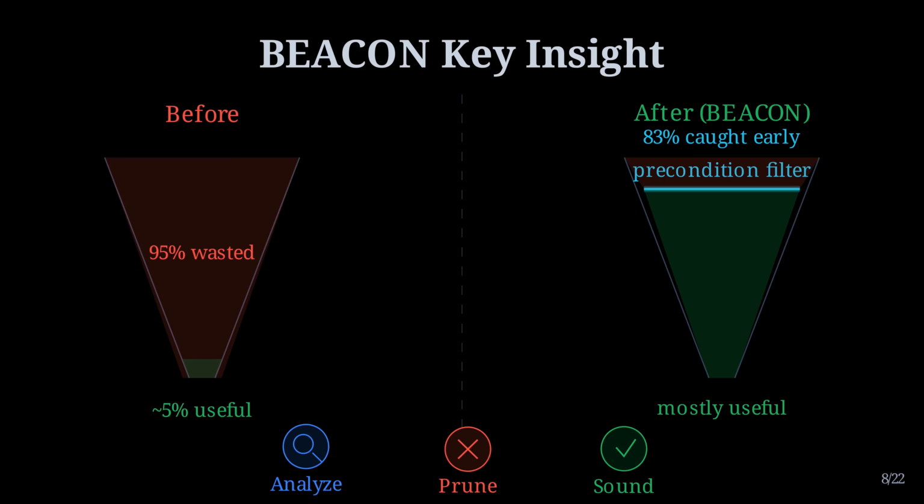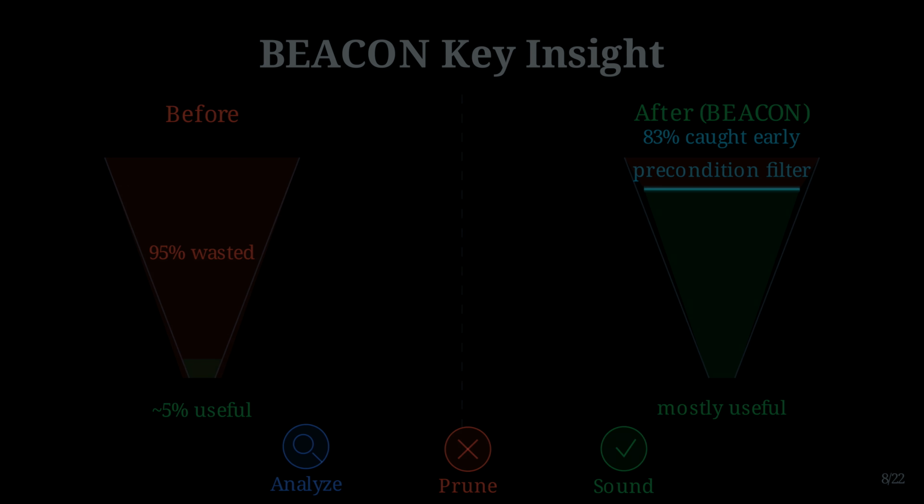And third, and this is what makes the approach very trustworthy, the preconditions are provably sound. They're all over approximations of the true weakest precondition, which means that every path that gets pruned is genuinely infeasible. We might miss some infeasible paths because of our analysis being conservative, but we will never accidentally discard one that could have actually reached the bug. The net effect is that instead of wasting 95% of computation, Beacon catches about 83% of infeasible paths early, before they even burn through any significant resources.